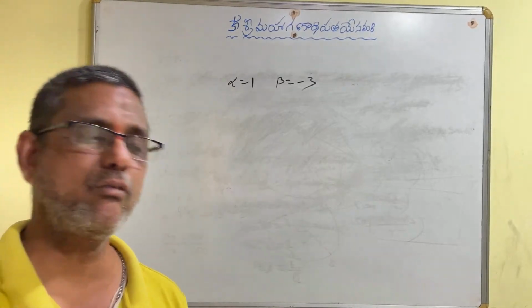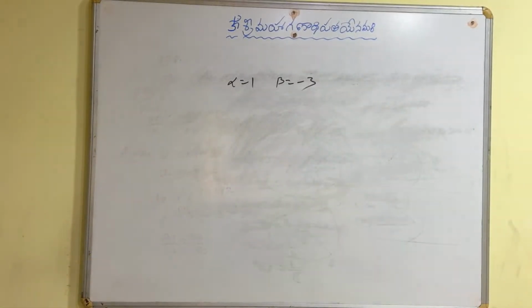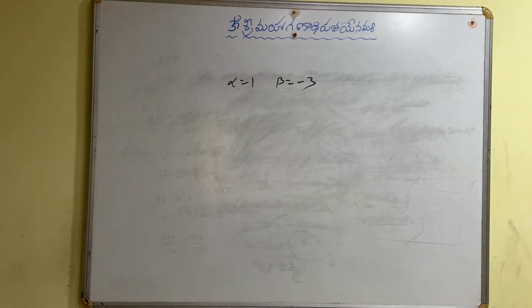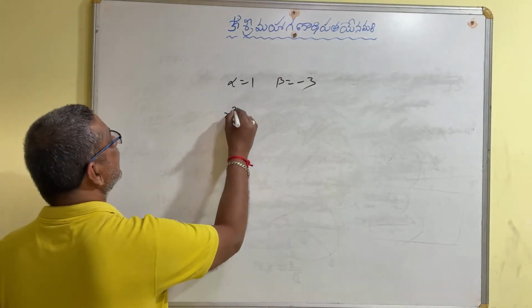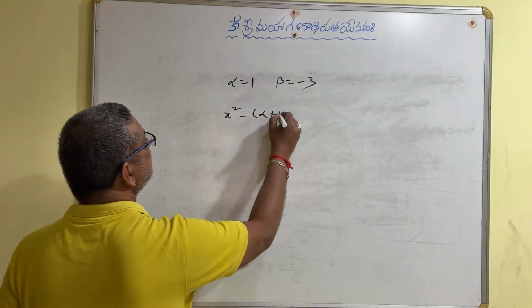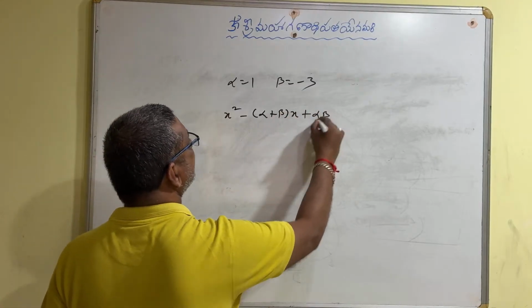When zeros are given, how to find the polynomial? Can anyone say? How to find the polynomial when its zeros are given? Yes. x square minus alpha plus beta into x plus alpha beta.